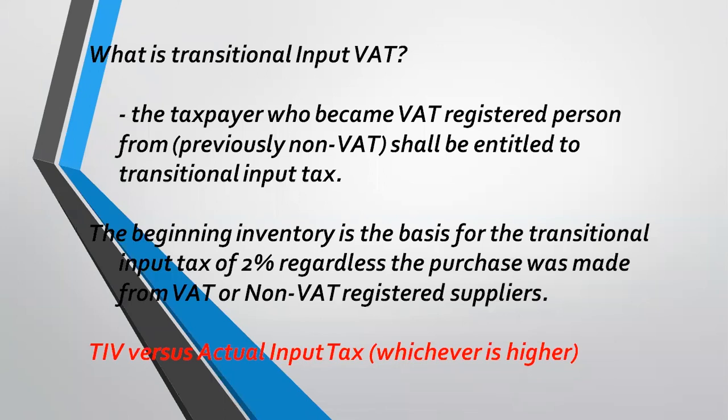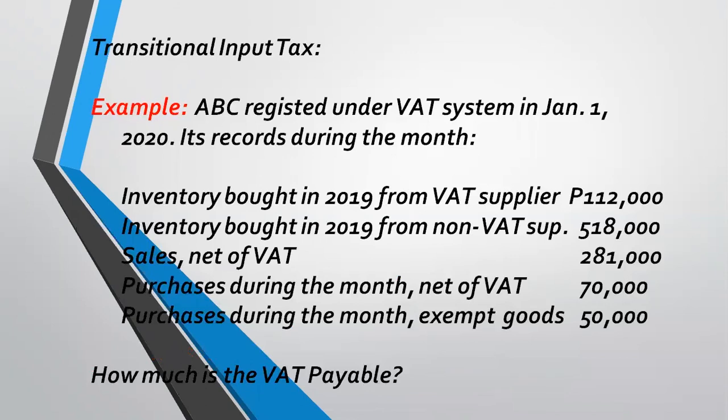So whichever is higher, actual input tax from the VAT registered supplier or the transitional input VAT of 2%, that is what you will use to deduct from your output VAT. Example. Let's read. So how much is the value added tax payable? So this 112,518 is the beginning inventory times 2%, that is now our transitional input VAT. This is from the purchases of the previous year.